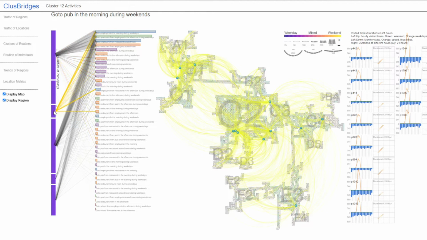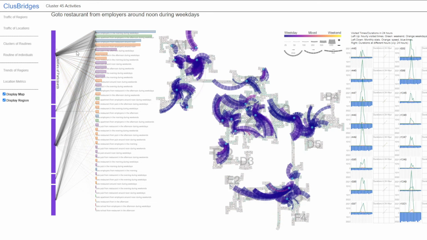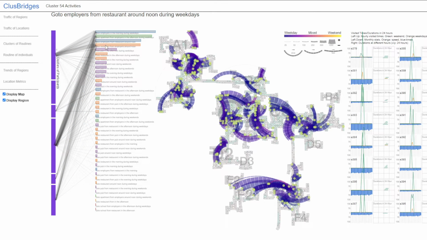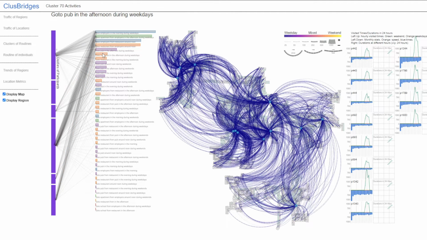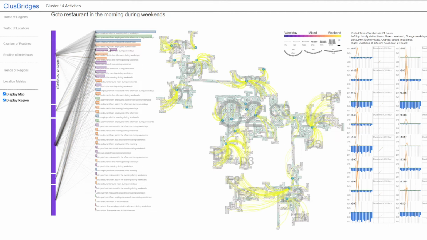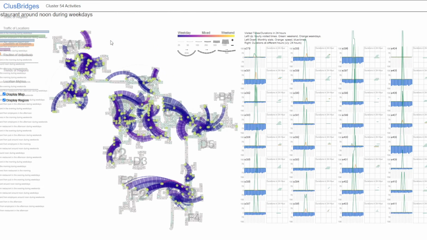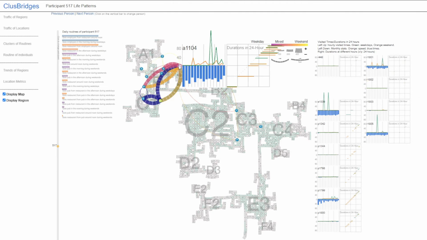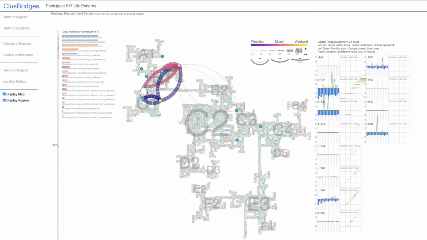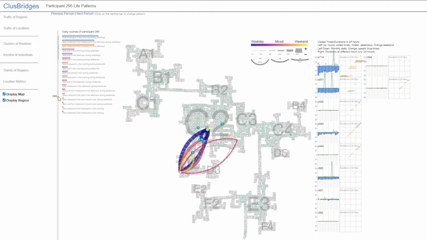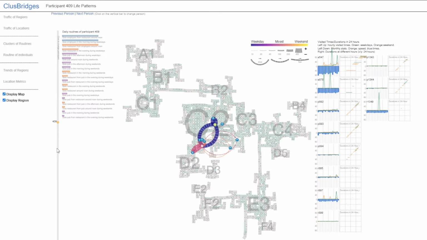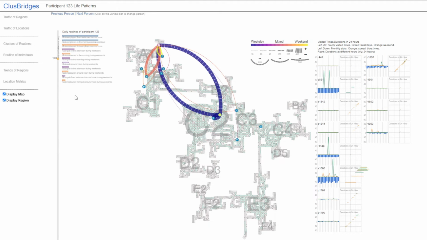Participants with similar life routines are then further classified into 7 groups. For example, one group could be regular workers that on weekdays go to work in the morning, eat lunch at nearby restaurants, go to pubs after work, and return home to rest. On weekends, they regularly go to pubs. We can observe patterns from every participant, including details of their travel locations, preferred pubs and restaurants, employers, and durations of stays at each location.